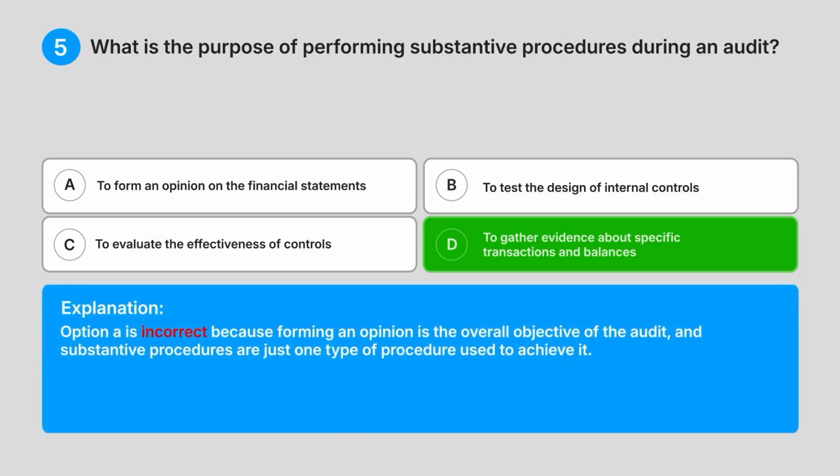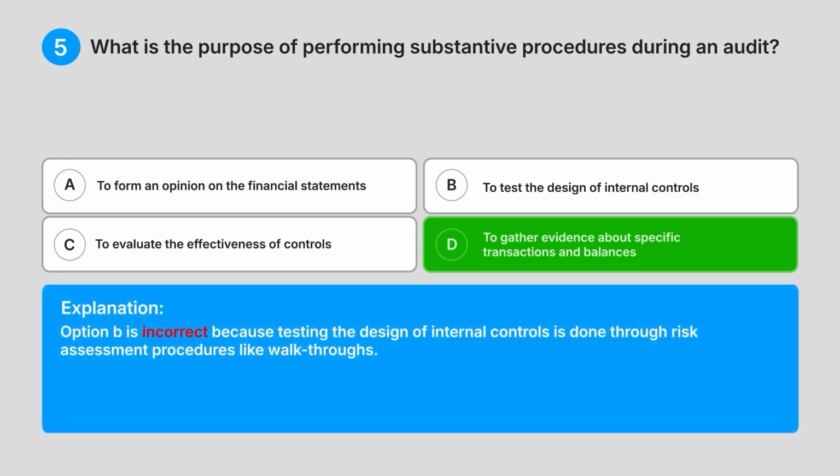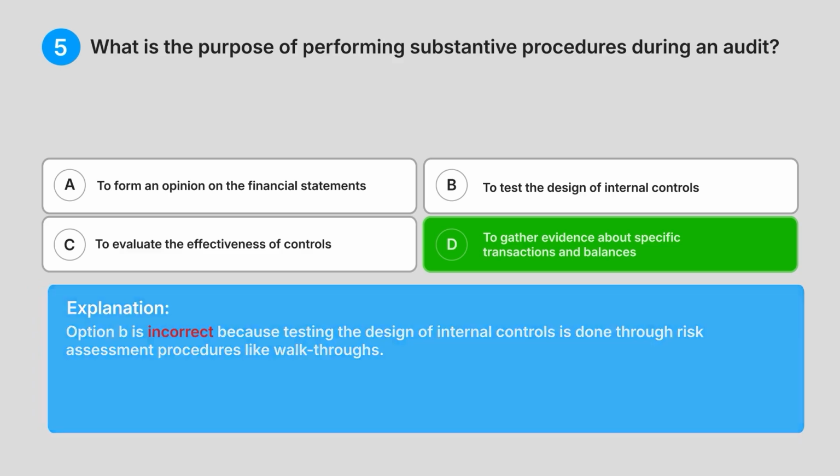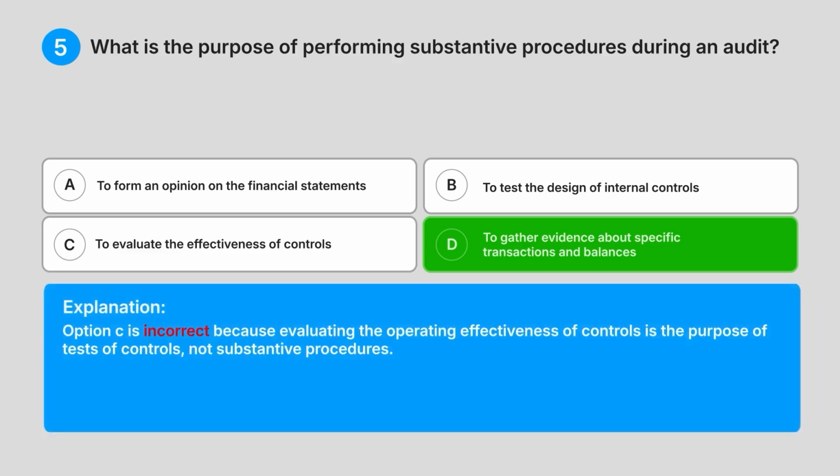Option A is incorrect because forming an opinion is the overall objective of the audit, and substantive procedures are just one type of procedure used to achieve it. Option B is incorrect because testing the design of internal controls is done through risk assessment procedures like walkthroughs. Option C is incorrect because evaluating the operating effectiveness of controls is the purpose of tests of controls, not substantive procedures.